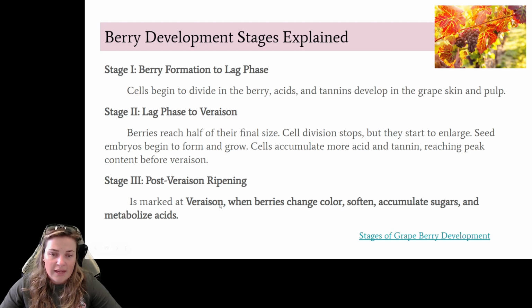Stage 3 is marked at veraison. Berries change color. They soften, accumulate sugars, and they also start to metabolize those acids. So very important to know. This will definitely be on the quiz, so very, very important to study.